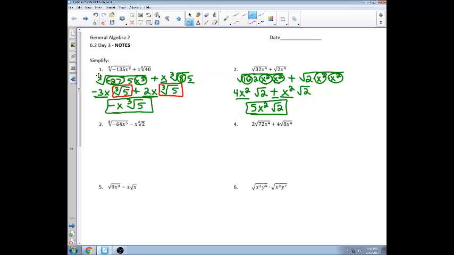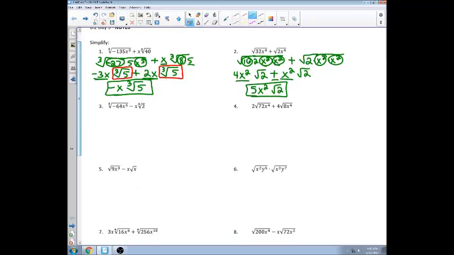All right. Moving on to problem 3. I have the fifth root of negative 64x to the fifth minus x times the fifth root of 2.